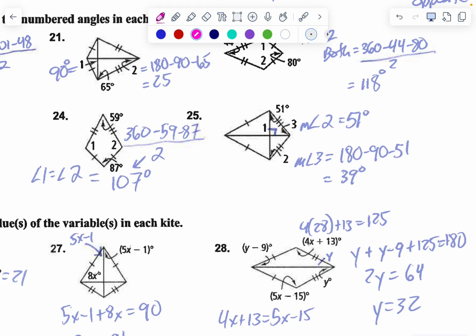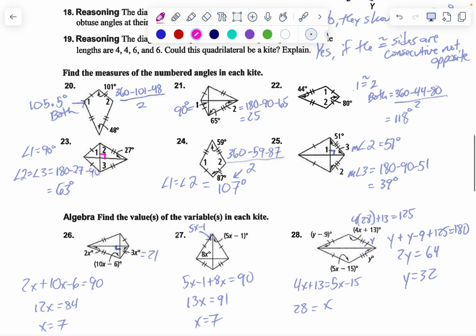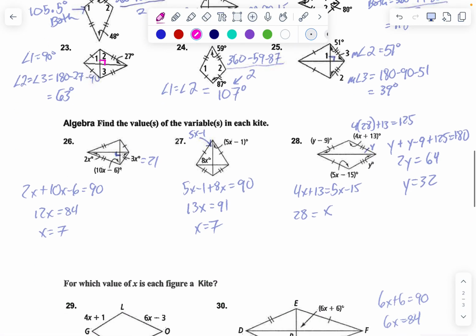How'd that section go, those of you who did this? Okay. Number 26, we have some x's now. For that one, x is 7, and I just added the 2x and 10x minus 6 up to 90. You could have also said that the 2x, 10x minus 6, plus 90, those are all in a triangle, so they add up to 180.